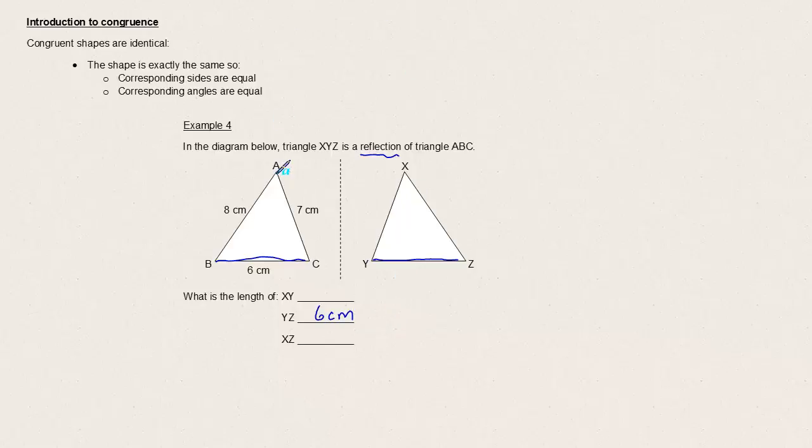When we reflect in a mirror, things closer to the mirror have a mark on the image which is closer to the mirror. So it follows that XY corresponds to AC, and therefore XY is 7 centimeters long. And that just leaves us with this side here, which must correspond to XZ, and therefore XZ is 8 centimeters long.